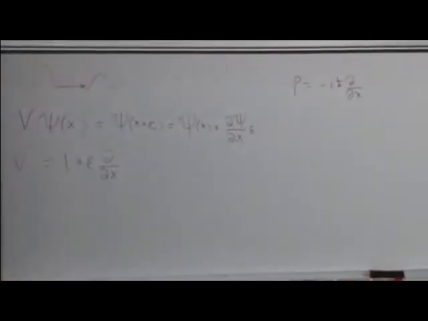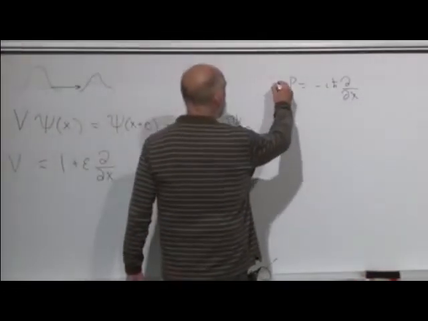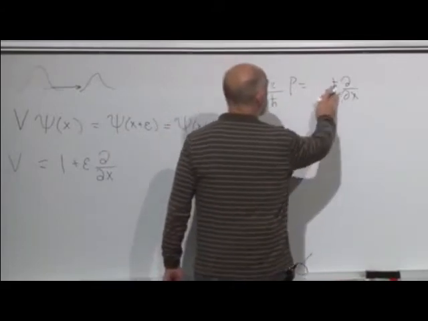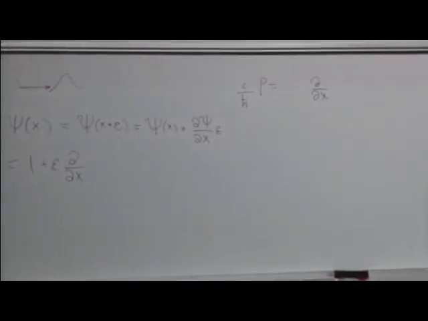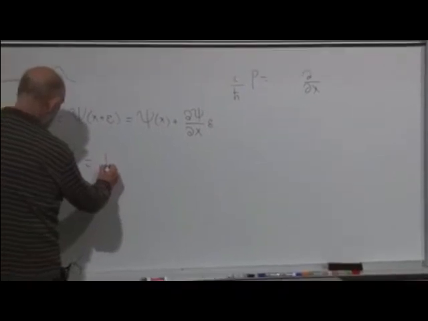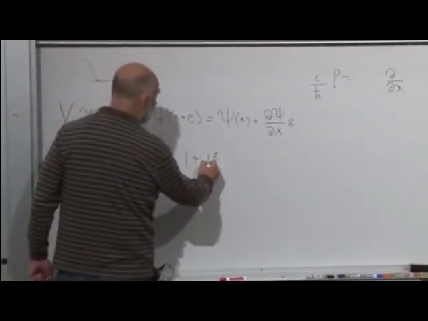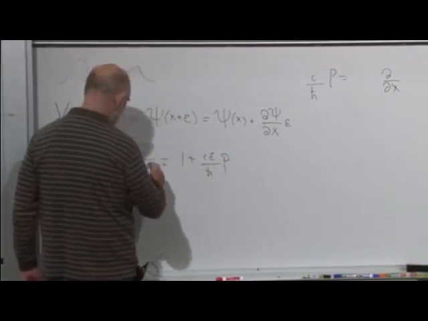All right, so what do we want to do? We want to write, let's multiply by i, get rid of the i here, and divide by h bar. Differentiation is i over h bar times momentum. So let's write this that way. 1 plus i epsilon over h bar times the momentum.